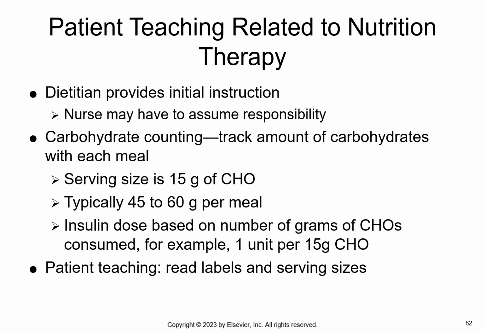The serving size of carbohydrate is 15 grams. A typical adult might start with 45 to 60 grams of carbohydrate per meal. Some patients tailor their insulin doses to the amount of carbs they will consume at the meal. And the diabetes exchange.